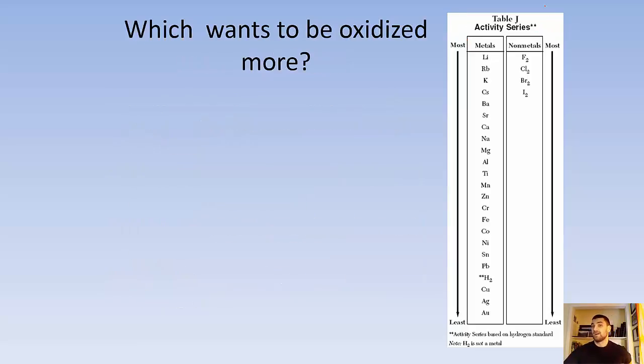All right, so which wants to be oxidized more, Mn or Ti? The way you figure this out is you just find those two things on this chart. I found Mn, I found Ti. Because Ti is higher, and it says over here, most is towards the top, well then Ti wants to be oxidized more than Mn. What about Zn and Mg? Well, here's Zn, and there's Mg. All right, well, Mg is higher up, so it wants to be oxidized more.